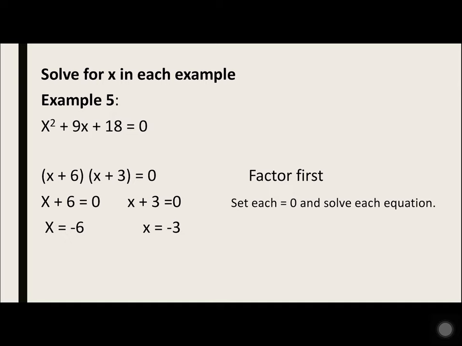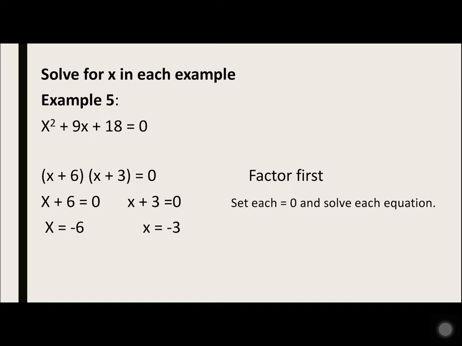How did we get that? We factor the x squared plus 9x plus 18. It's a trinomial with an understood 1. So you want two numbers that multiply to 18 and add to 9. That's why we have x plus 6, x plus 3. If you wanted to check that, you could FOIL, and you would get your trinomial.